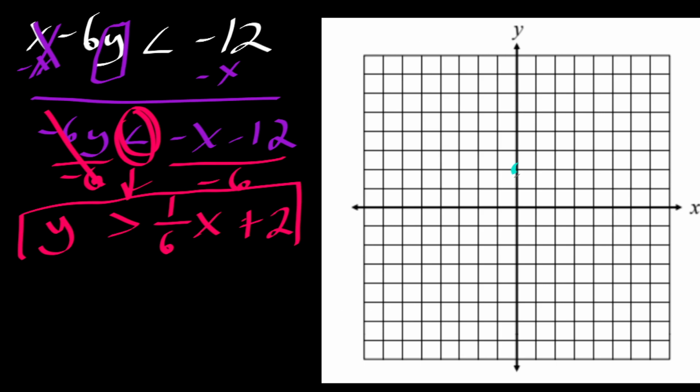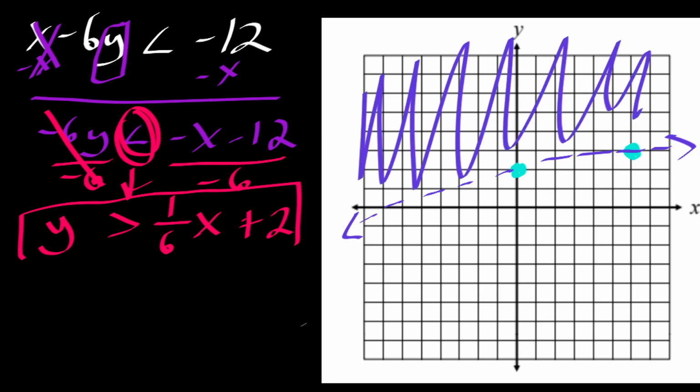So we would start at 2, we would go down or up 1 over 1, 2, 3, 4, 5, 6, and then we could draw our line. And actually, this is going to be a dotted line, because our inequality symbol has no line under it, so that means dotted line. Now, it says greater than, so it would be above, and above would be up here. So that's how the answer would look.